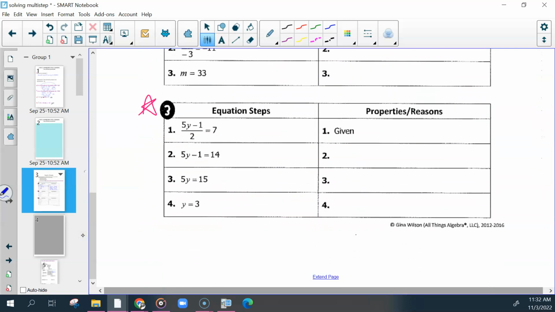We're going to skip 2, do 3. The first one is given. From step 1 to step 2, what do we do? Go ahead and do step 2. Multiply both sides by 2. So that would be your multiplication property of equality.